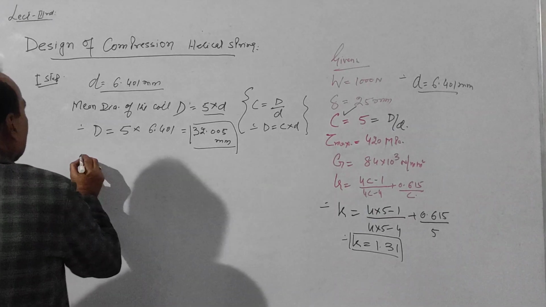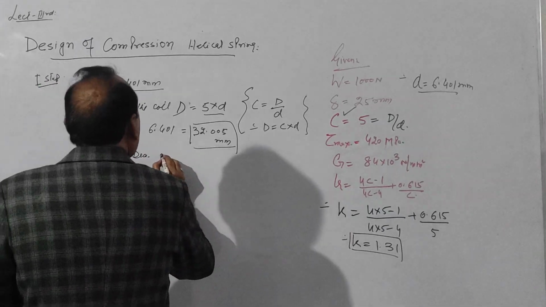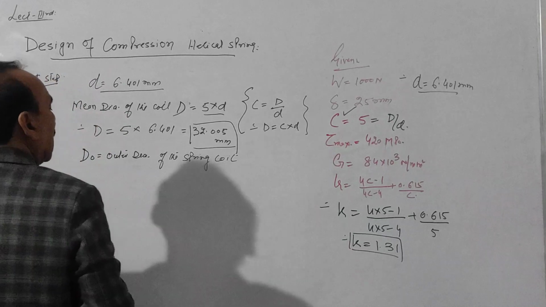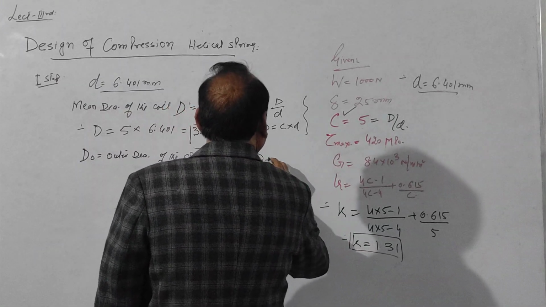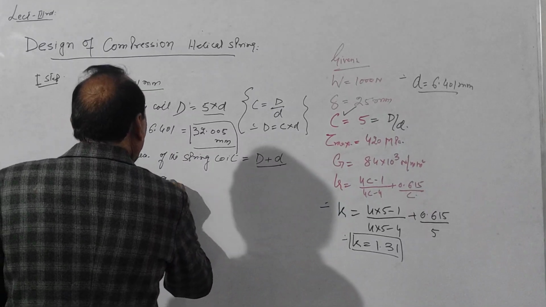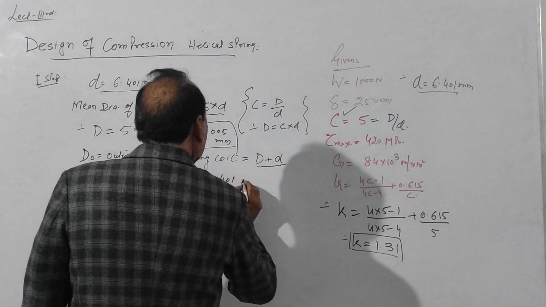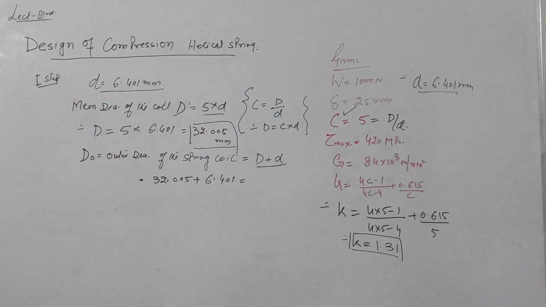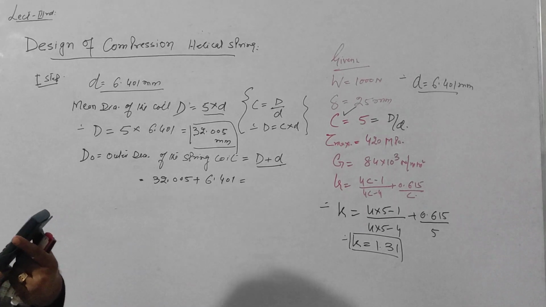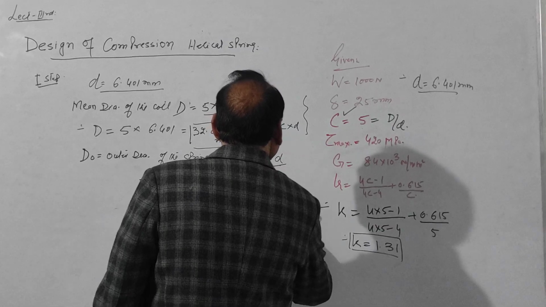If you want to calculate the outer diameter, that is D naught, the outer diameter of the spring coil, you can say this is D plus d. Right? So the outer diameter of the coil is equal to 32.005 plus small d, the diameter of the wire, 6.401, and this is 38.406. So this is 38.406, right?